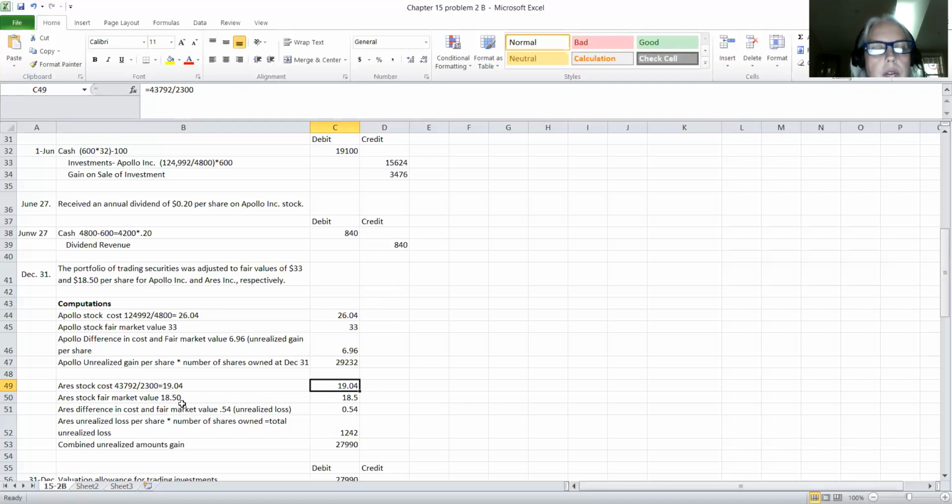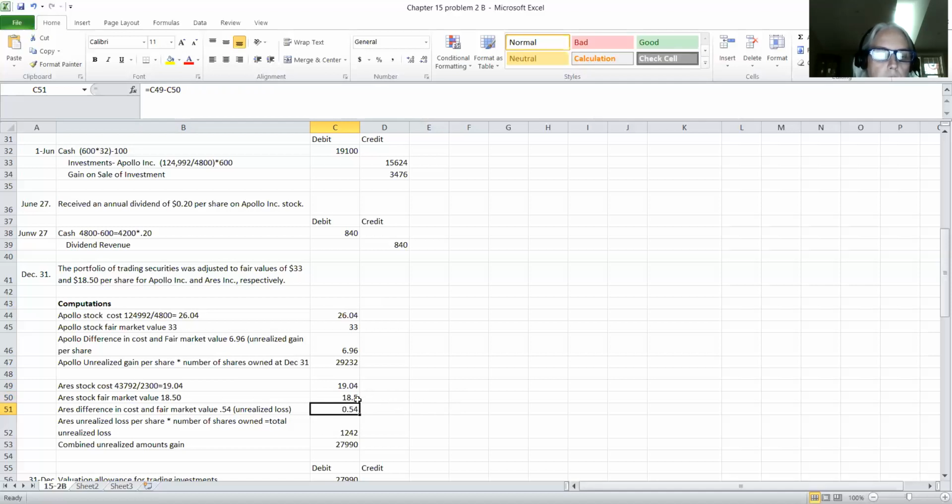The fair market value of the Air stock was given in the instructions to the December 31st transaction. The amount was $18.50 that was given. That's the fair market value of our stock. Notice this time our cost was more than the fair market value at the balance sheet date. So this time we have an unrealized loss.